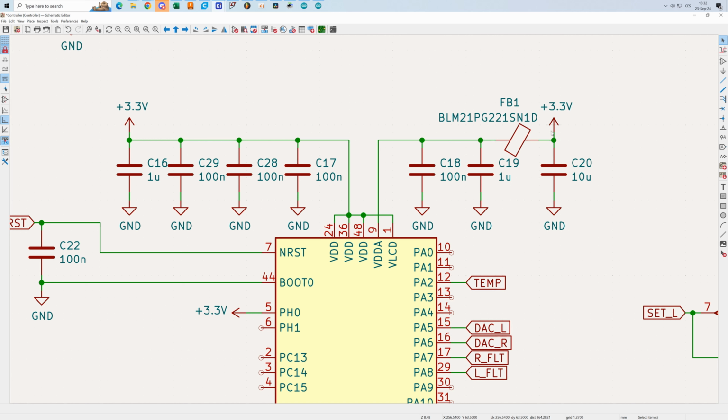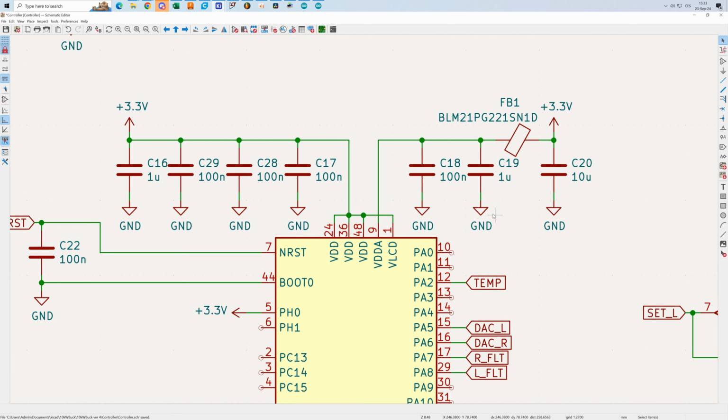We got the positive supply rail, 3.3 volts. Then we got a quite big capacitor, 10 microfarad. Here we have what is called a ferrite bead, and it pretty much acts as an inductor. So we got capacitor, inductor, capacitor, and another capacitor. So this is just a better filter. So this analog voltage rail is better filtered.